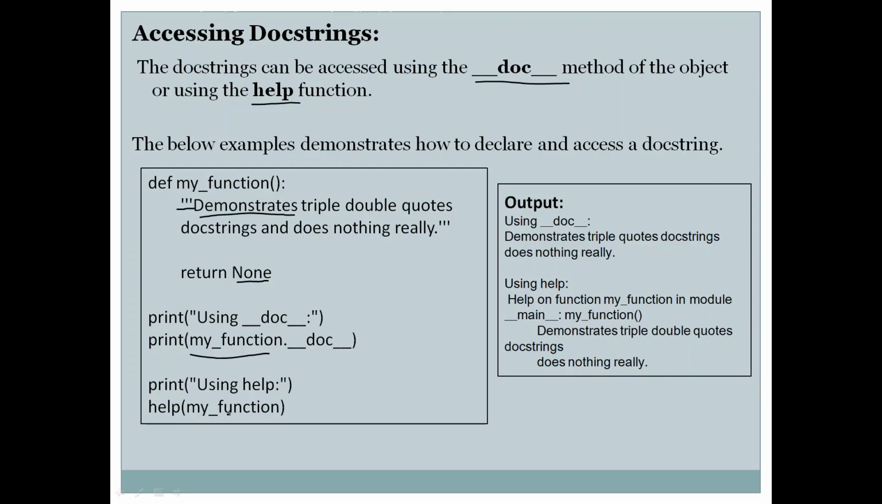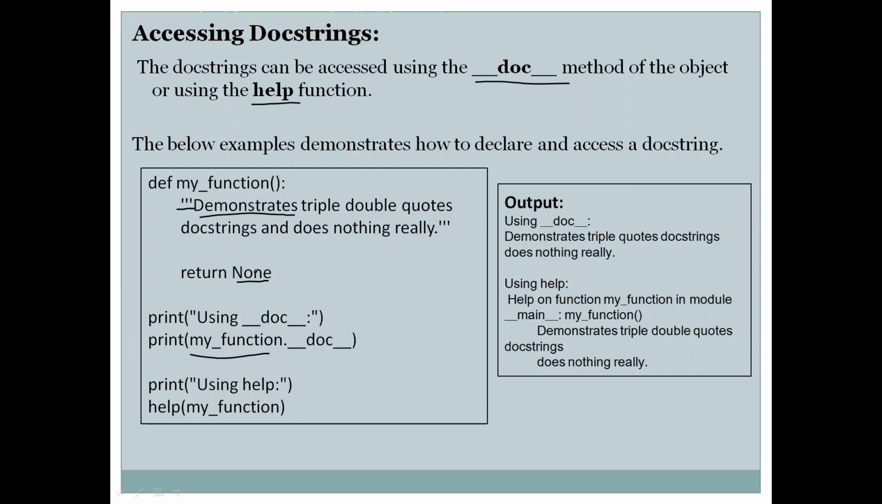Even in this case it will return the documentation string associated with my function. Now you can see the written output of this. It has written the documentation string. So like this you can add documentation string inside your functions or even inside the class, module, or method.